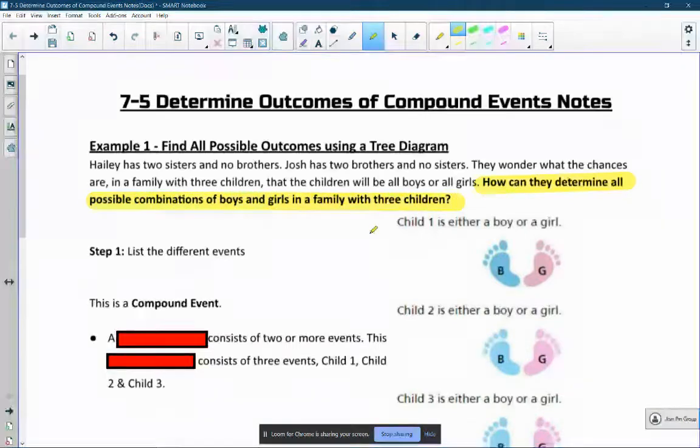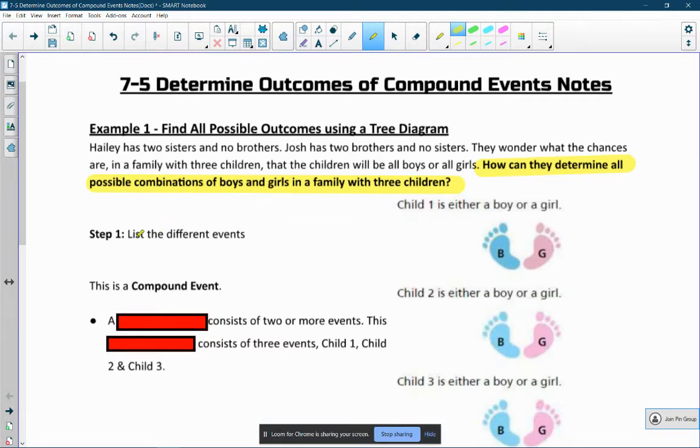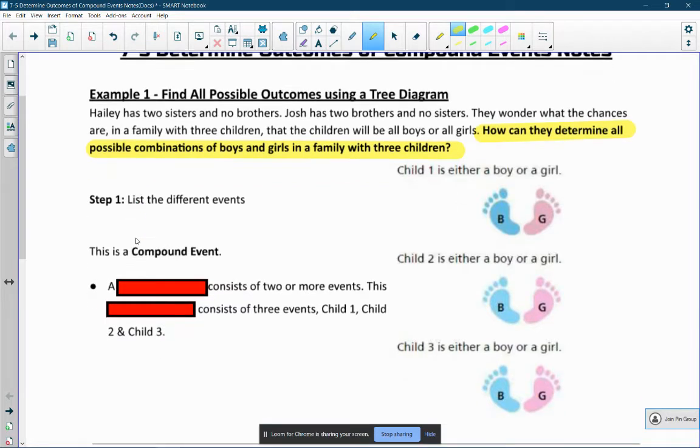Okay, so basically what they want to know is, if a family has 3 kids, what are all the possible combinations of those 3 kids? Obviously, boy or girl. So step 1, we're going to list all of the different events. So there's 3 here. Child 1, child 2, and child 3. Okay, so for each event, there are 2 possibilities. Okay, boy or girl, boy or girl, boy or girl.